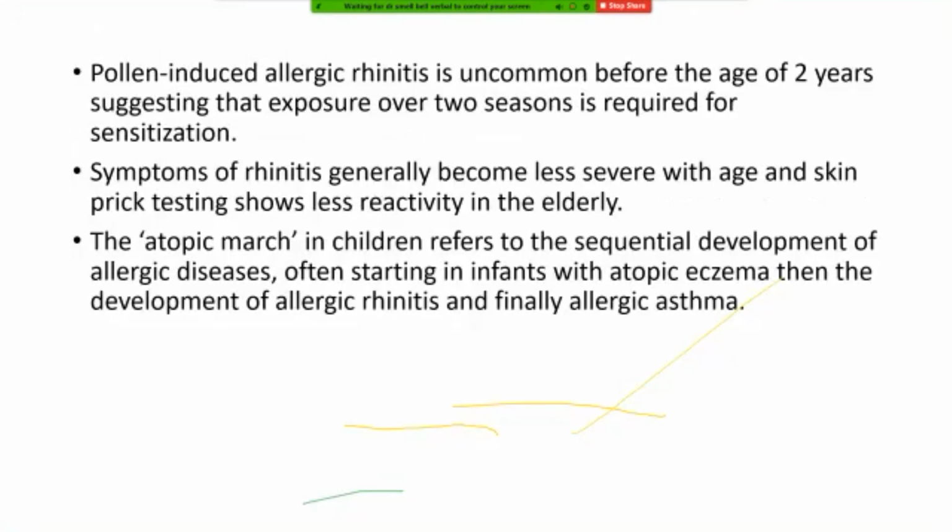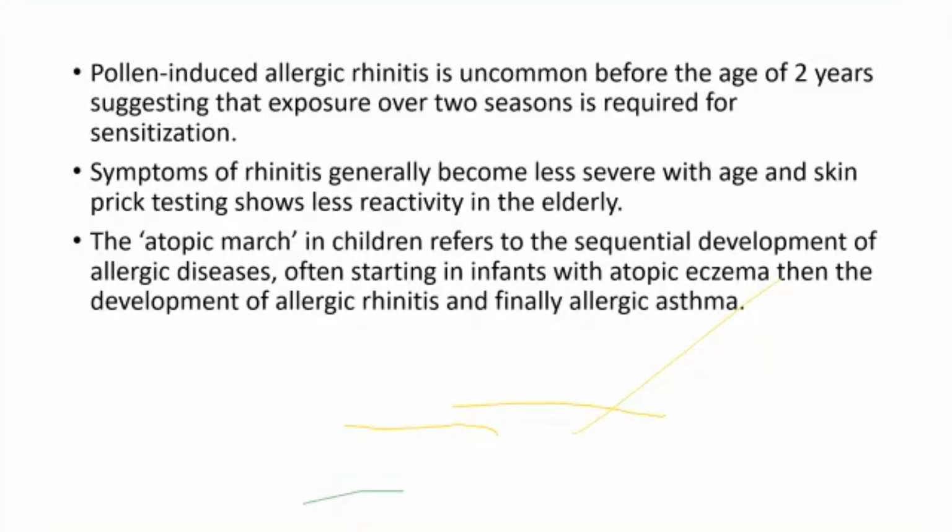Induced allergic rhinitis is uncommon before the age of 2 years, suggesting that exposure over 2 seasons is required for sensitization. Symptoms of rhinitis generally become less severe with age, and skin prick testing shows less reactivity in the elderly. The atopic march in children refers to the sequential development of allergic diseases, often starting in infants with atopic eczema, then the development of allergic rhinitis, and finally allergic asthma. So what you have to think here, pollen exposure needs at least 2 seasons. That is very important. Less than 2 years, it is less.